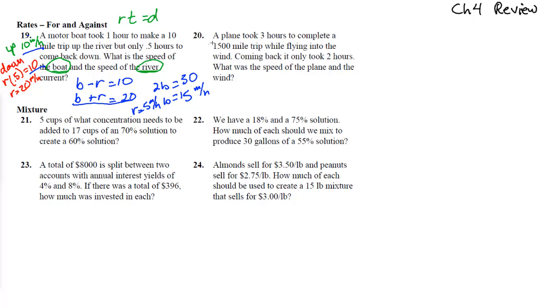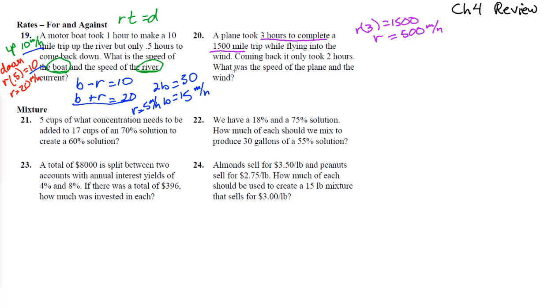All right, let's try it the same way. Number 20, a plane took 3 hours to complete a 1,500-mile trip. So rate times 3 hours is going to give us 1,500. And some of you could do this in your head and say, oh, when it's into the wind, it's going 500 miles per hour. Okay.